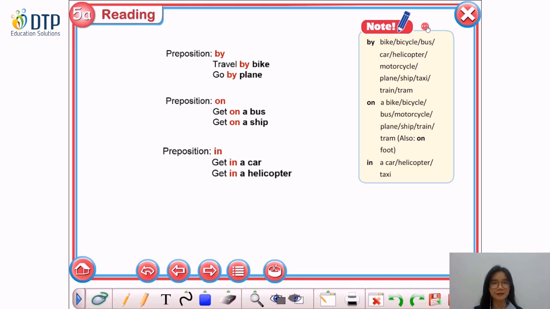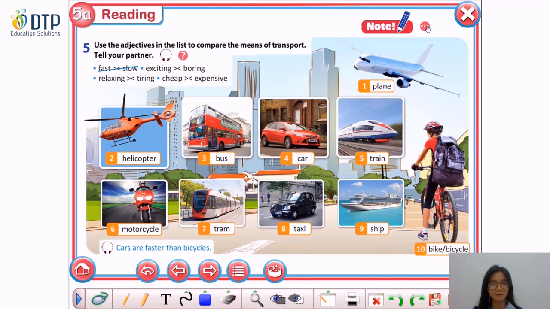Did you get it? Great! So, how will we apply this knowledge to the next exercise? In exercise 5, use the adjectives in the list to compare the means of transport. Tell your partner. Look at the example. We are going to make comparisons using the comparative form of adjectives.